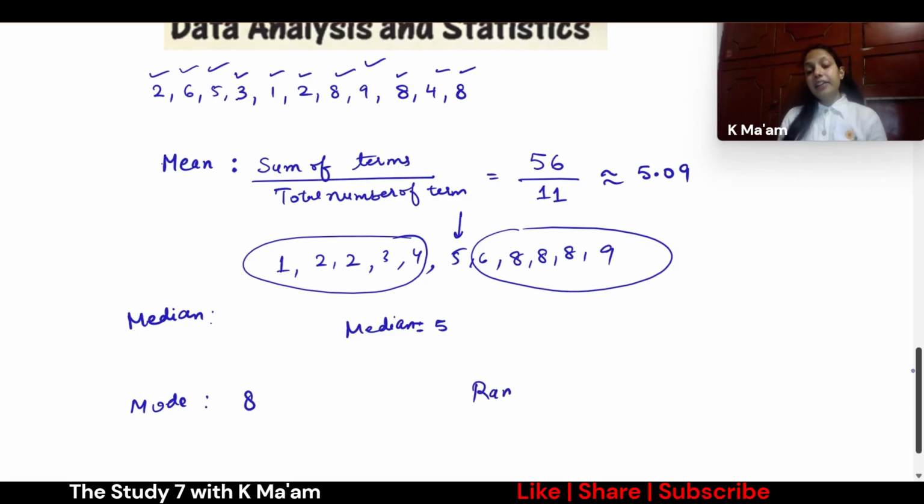The next is the range. Range is the highest value minus the lowest value. Highest is 9, lowest is 1, so 9 minus 1 is 8. So this is the range here.